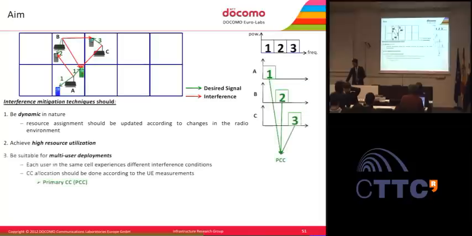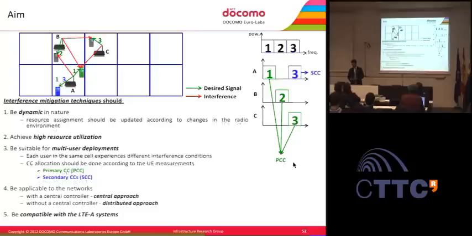Now let's look at how the resources could be distributed. So cell A could use component carrier 1, B could use 2, C could use 3, and everything's fine. Nobody is causing any interference to anyone. Let's name these as primary component carriers. But what else can we do?